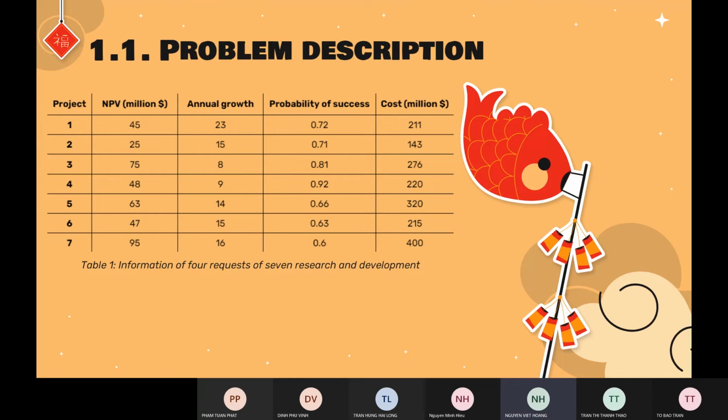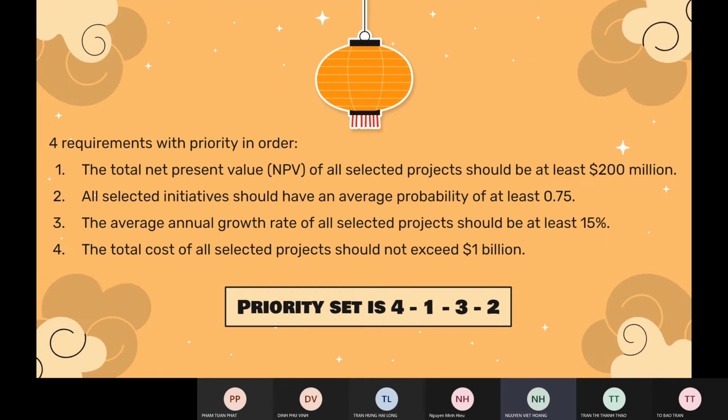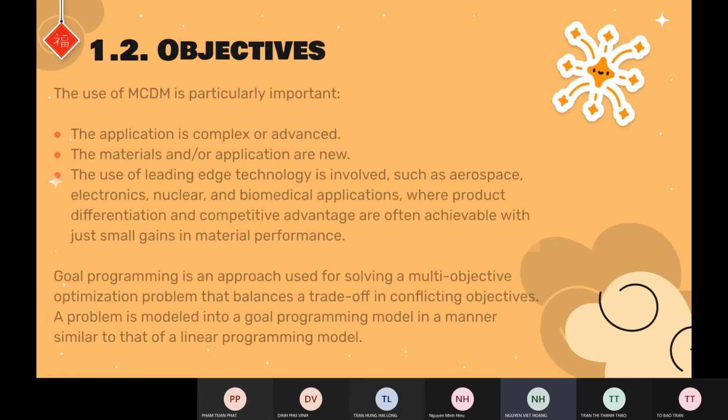7 projects. And next, there are 4 requirements with priority in order. The total net present value of selected projects should be at least $200 million. All selected initiatives should have an average probability of success of at least 0.75. The average annual growth rate in selected projects should be at least 50%, and the total cost of the selected projects should not exceed $1 billion. The priority set is 4132, using the primitive goal programming to determine which projects would be selected.